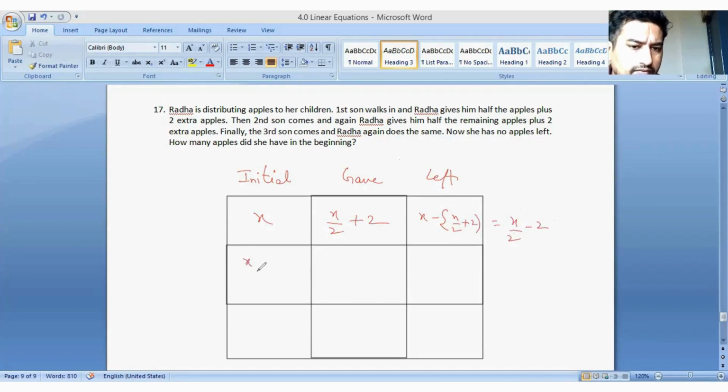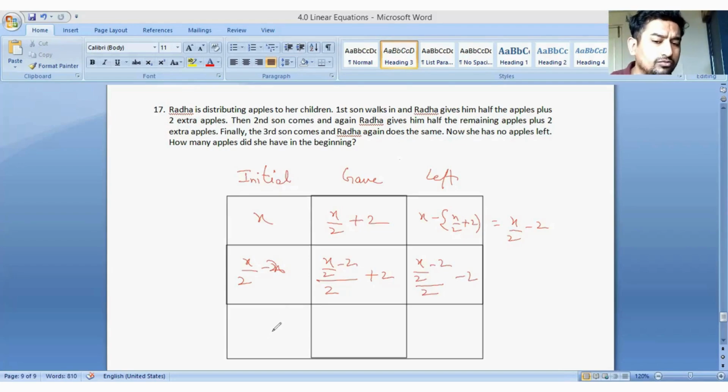So for the second son, when he comes in, what does she initially have? X by 2 minus 2. From this, she gives (x by 2 minus 2) by 2 plus 2. So what is she left with? You can calculate it separately. It would be x by 2 by 2 minus 2. Then the third person will come. So if you see, it will become really complex, right? And what if there are 4, 5, 10 people? So this conventional way would be really, really complex.